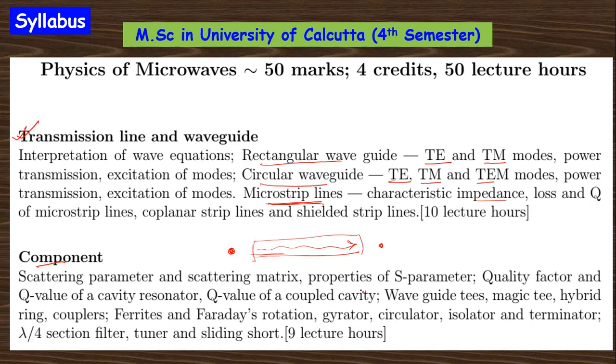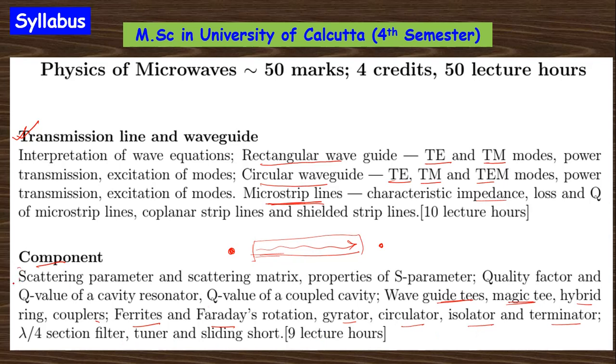There are two types of components, mainly linear and non-linear. These are the waveguide T, magic T, hybrid ring, coupler, ferrites, Faraday's rotator, gyrator, circulator, isolator, terminator. These are all the components.